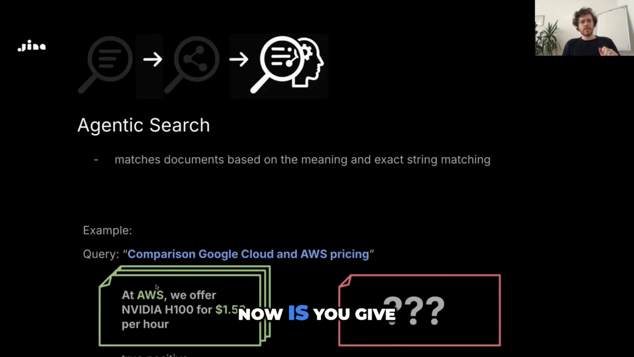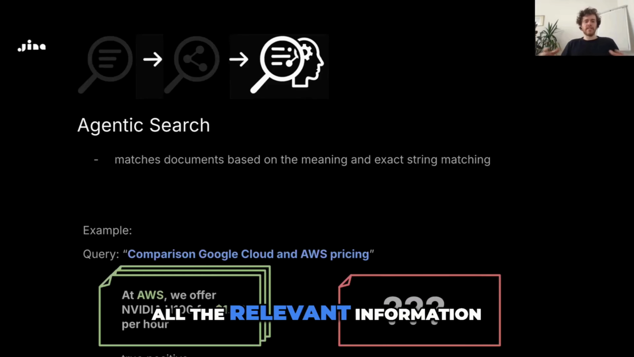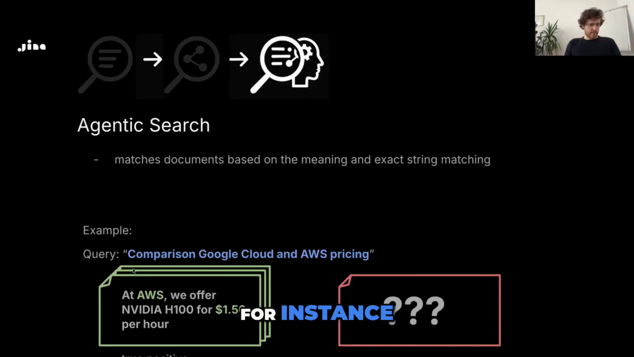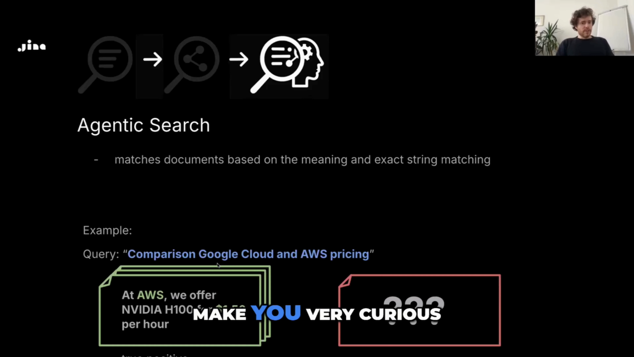What you can do now is you give this task to a search agent, and the agent will use whatever search system it has and try to do multiple iterations of search and proceed until it finds all the relevant information on different sources to then provide a final answer. And then it finds, for instance, even this piece of information: at AWS, we offer NVIDIA H100 for that price. There's no way with a classic search engine, even semantic search, to match this document, because there's very little overlap between these queries. So I hope this makes you very curious about how these AI agents actually work.